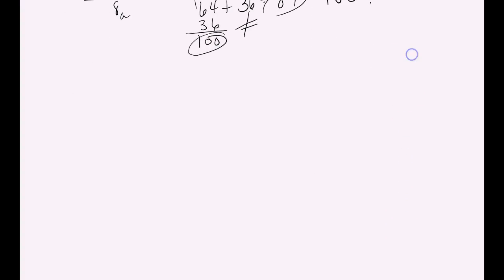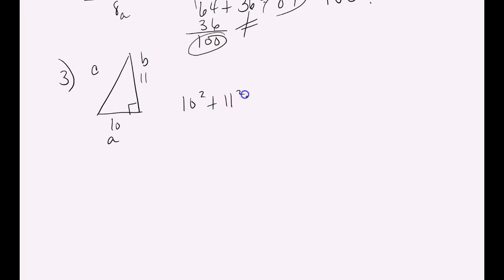Now we get to start finding the missing sides. So this is just like the video, just with different lengths, right? So I'm going to do this very quickly. Label my C, label my A and B, and then start plugging it into the Pythagorean theorem. 10 squared plus 11 squared equals C squared. So 100 plus 121 equals C squared, and then I math this out. So that's 221 equals C squared.